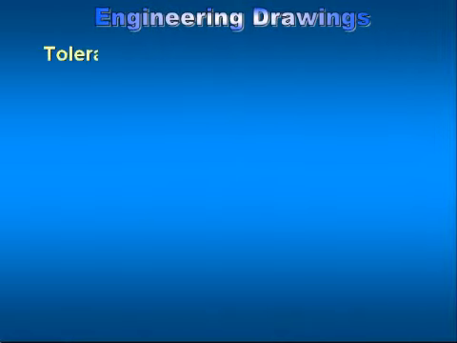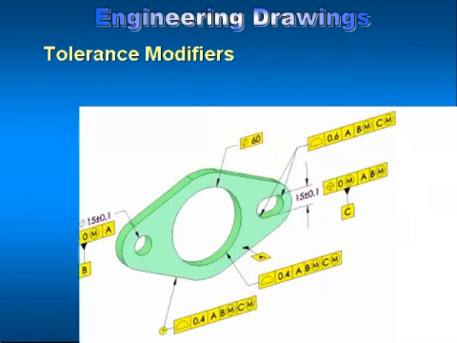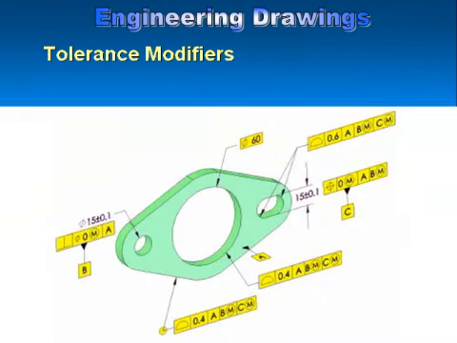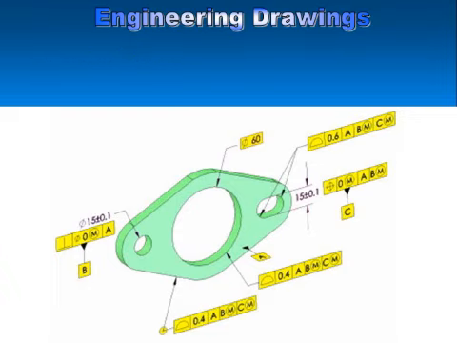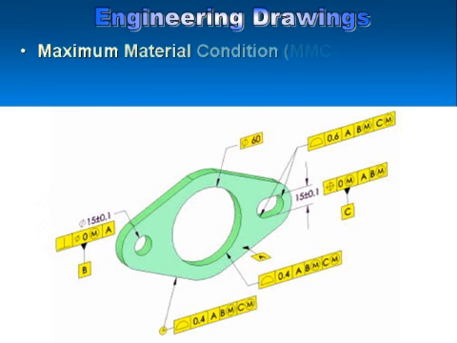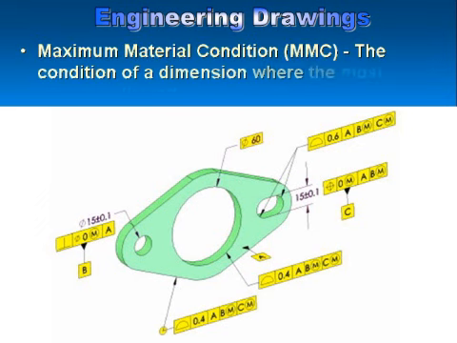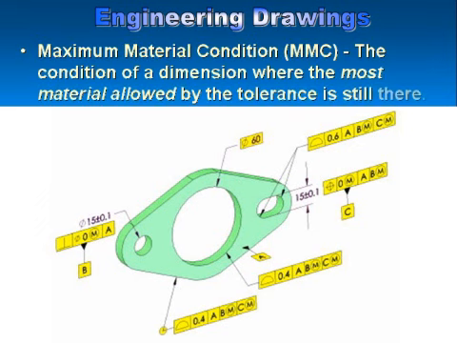Engineering drawings, tolerance modifiers. Where you have a tolerance, which is the amount of permissible variation in dimension, there are modifiers. The maximum material condition, with the acronym MMC, is the condition of a dimension where the most material allowed by the tolerance is still there.